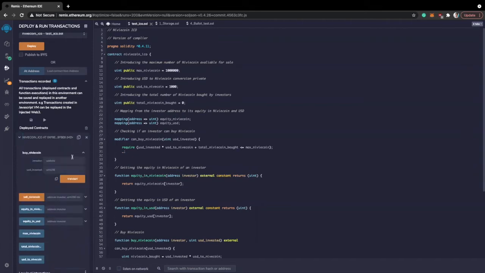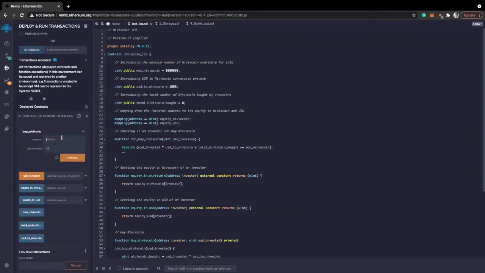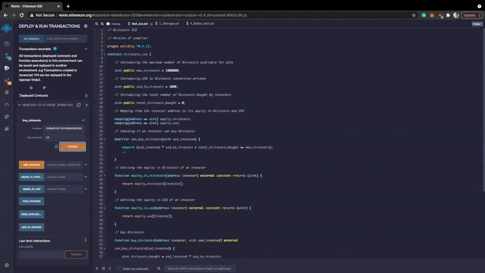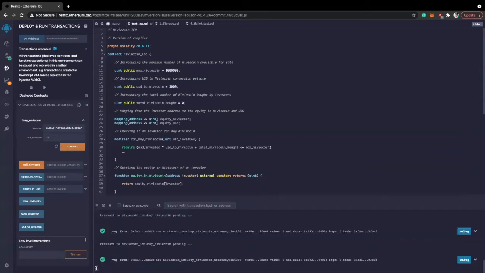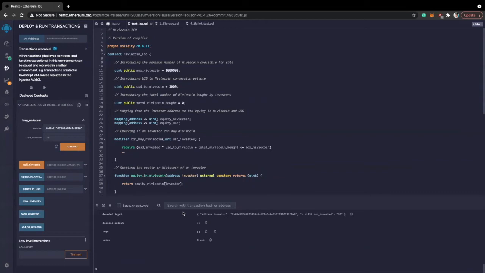First, let's look into the buy feature to see how we can buy Niviecoin. First, we have to enter the address of the user, and then we have to set up how much Niviecoin we're buying. After we click transact, we will be able to have access to the block. And here's an example of what the block would look like in the blockchain.